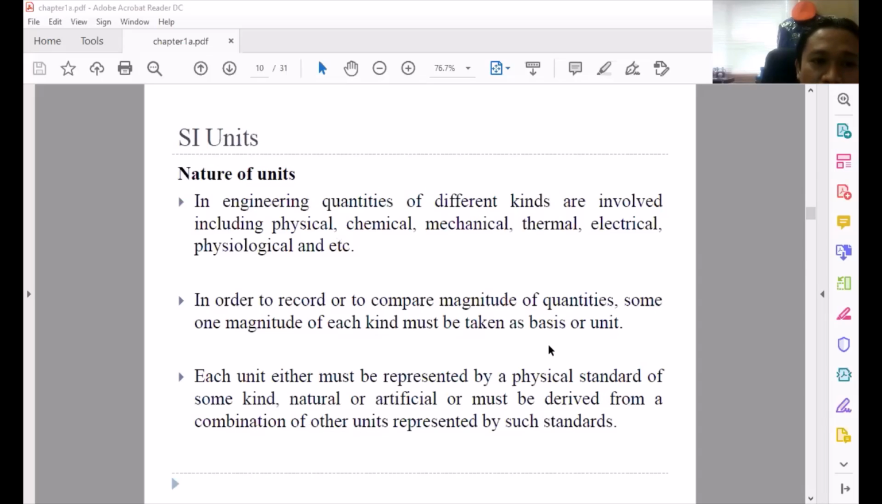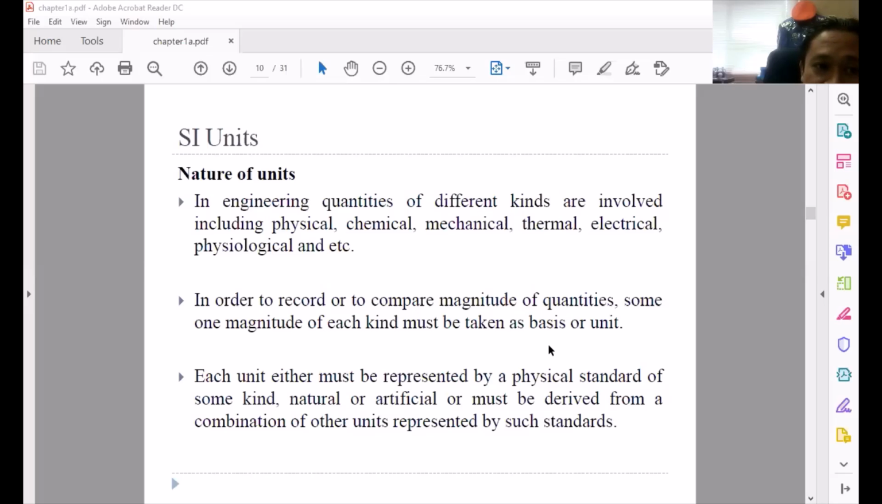All right, next we go to the SI unit. SI unit is the System International unit. Engineering quantities of different kinds are involved, including physical, chemical, mechanical, thermal, electrical, physiological, and so on. In order to record or compare the magnitude of quantities, one magnitude of each kind must be taken as the basic unit. Each unit must be represented by a physical standard of some kind, natural or artificial, or must be derived from a combination of other units represented by such standards.